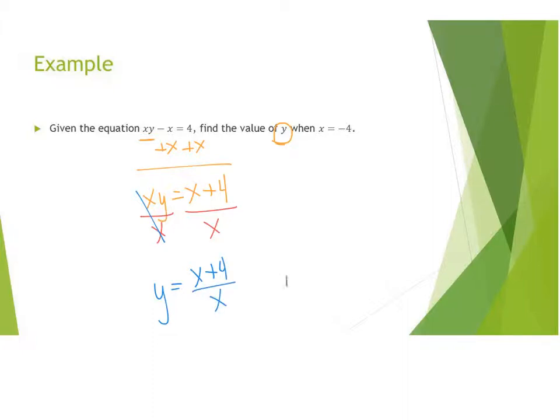So then when I put in negative 4, I can do that there all at once. And on top I get 0, and 0 divided by anything is 0.